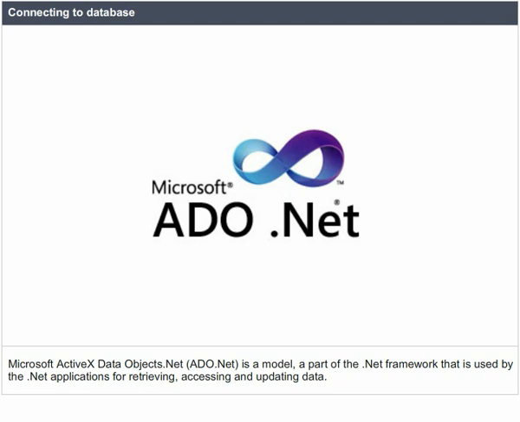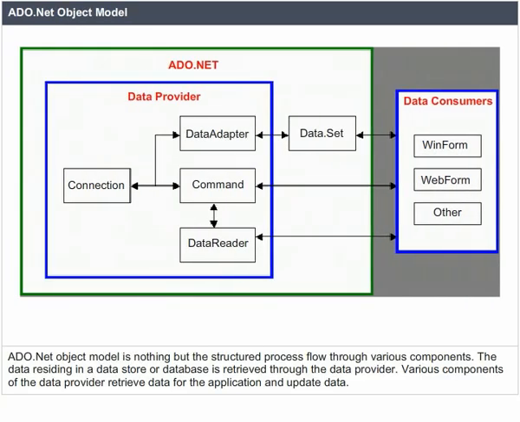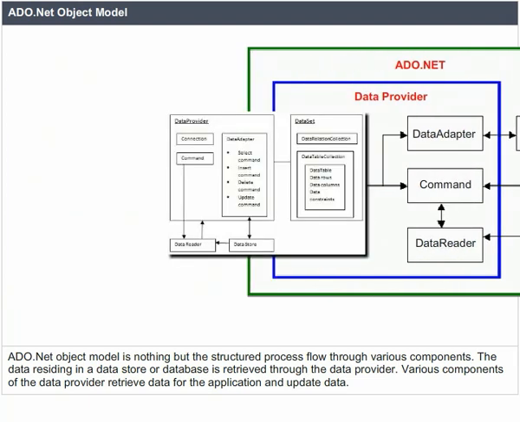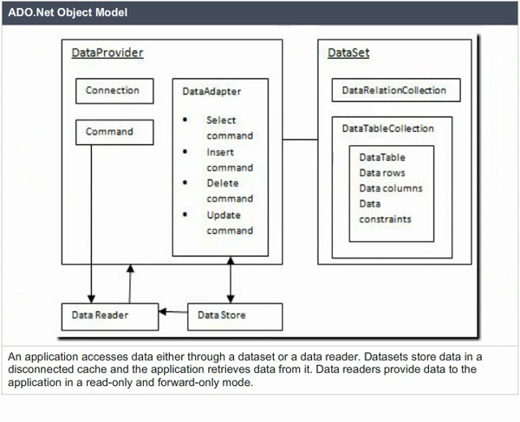ADO.net Object Model. ADO.net Object Model is nothing but the structured process flow through various components. The data residing in a data store or database is retrieved through the data provider. Various components of the data provider retrieve data for the application and update data. An application accesses data either through a data set or a data reader. Data sets store data in a disconnected cache, and the application retrieves data from it. Data readers provide data to the application in a read-only and forward-only mode.